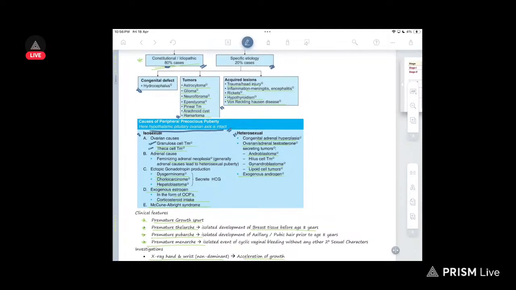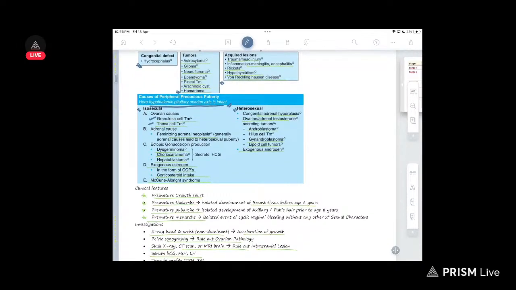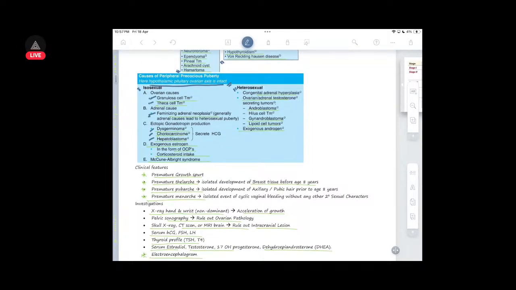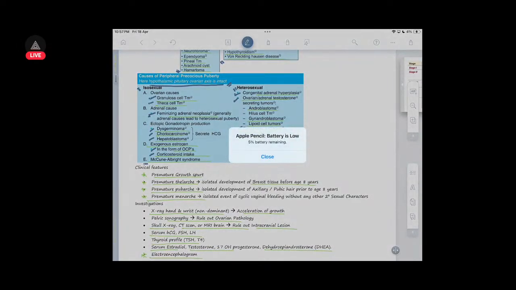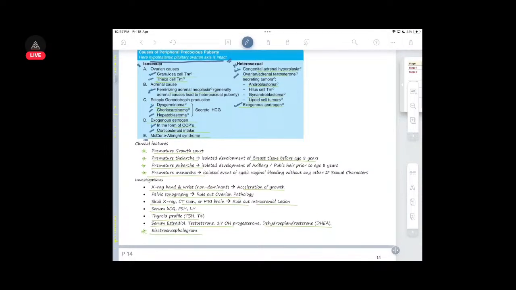Then adrenal causes: feminizing adrenal neoplasia, dysgerminoma, choriocarcinoma, hepatoblastoma, exogenous secretion of estrogen in the form of oral contraceptive pills, corticosteroid intake, McCune-Albright syndrome. Heterosexual causes are congenital adrenal hyperplasia, ovarian androgen secreting tumors, and exogenous androgen. All of them will cause peripheral precocious puberty.